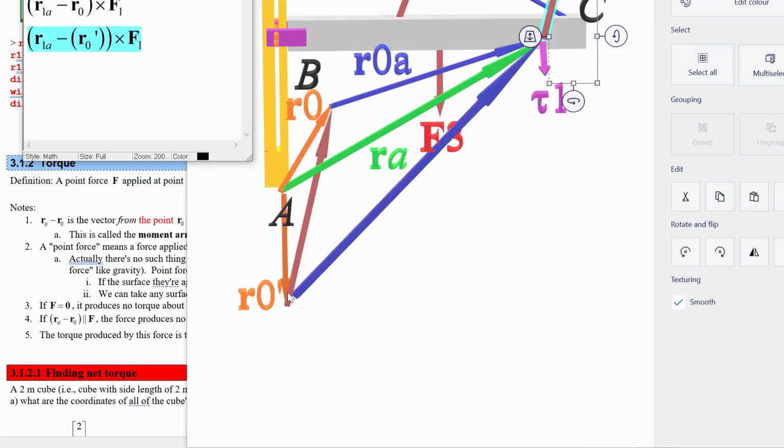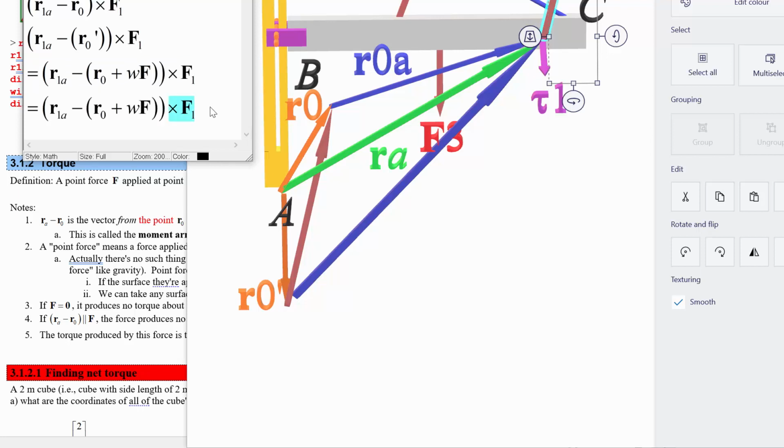But R_0 prime is on the line of action of the force. The line of action of the force is the line that is parallel to the force. Well, it's not quite on the line of action of the force. It's on a line parallel to the line of action of the force that goes through R_0. So that would be this, where W is some constant. All right, so you can maybe see how this would work out.